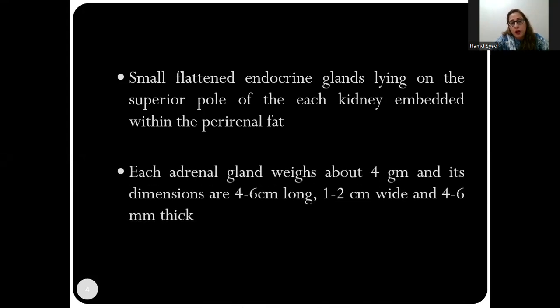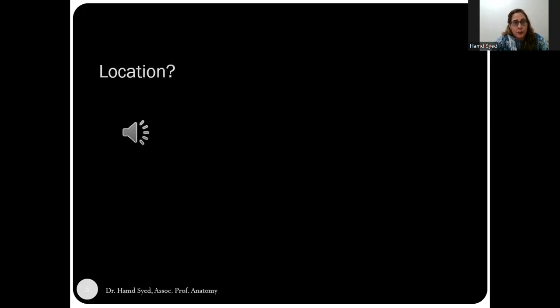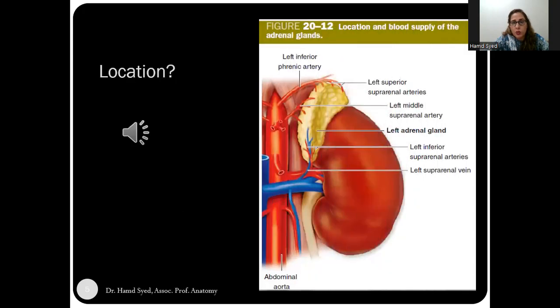Each adrenal gland weighs about 4 grams, and its dimensions are that it is 4 to 6 centimeters long, about 1 to 2 centimeters wide, and 4 to 6 millimeters thick. So the location you can see over here in this diagram, if you follow my laser pointer, then you can see this yellow structure lying opposed to the superior pole of the kidney. This is the suprarenal gland.